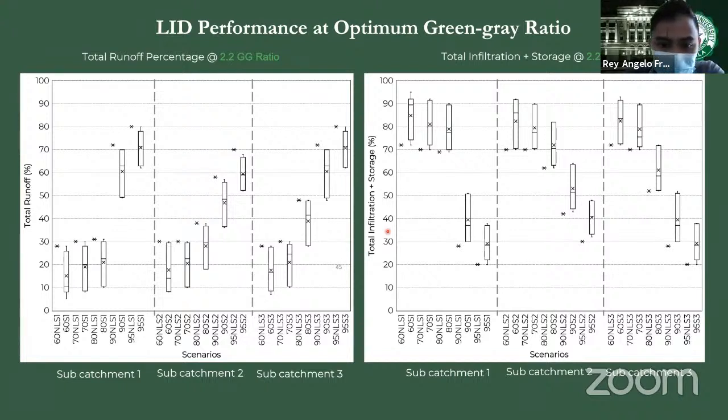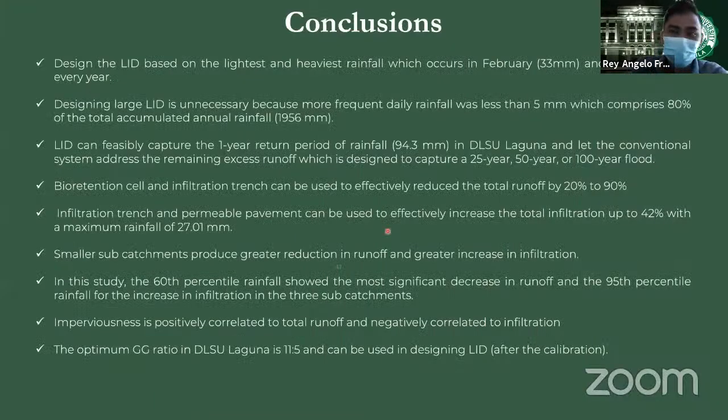So for the conclusions: design the LID based on the lightest and heaviest rainfall that occurs in February and July. Designing a large LID is unnecessary because the more frequent daily rainfall was less than 5 mm, which comprises 80% of the accumulated rainfall. LID can feasibly capture the 1-year return period and let the conventional system address the remaining excess runoff to capture the 25-, 50-, and 100-year events.